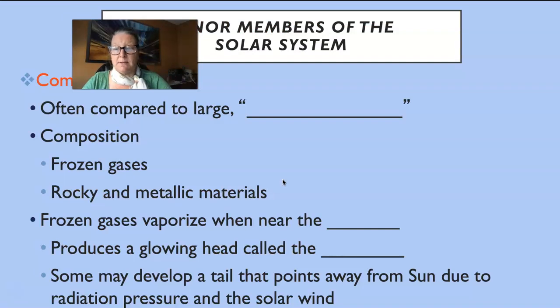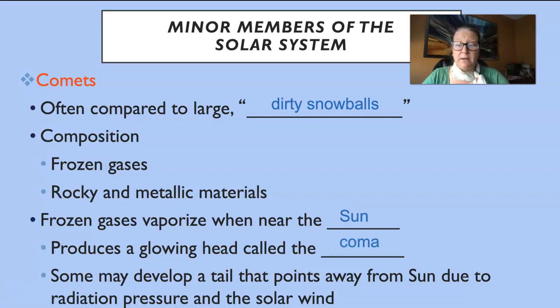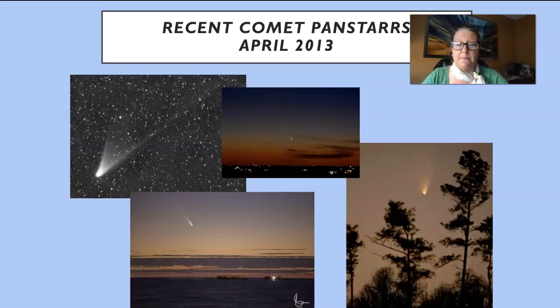So what are comets? Well, comets have one big difference between asteroids and meteoroids, and that is that they are composed not only of rock, but also of frozen gases. And so sometimes we call them dirty snowballs. The frozen gases vaporize when the comet gets near the sun, and so they start to glow. The head of the comet is called a coma, and then a tail points away from the sun due to radiation pressure and the solar wind blowing material away from the sun.